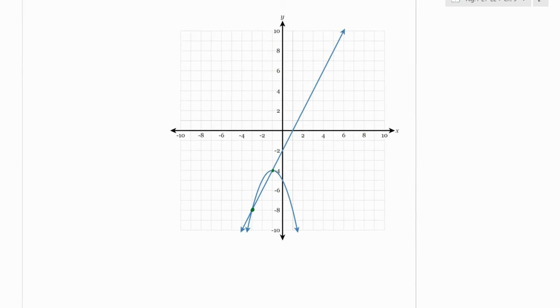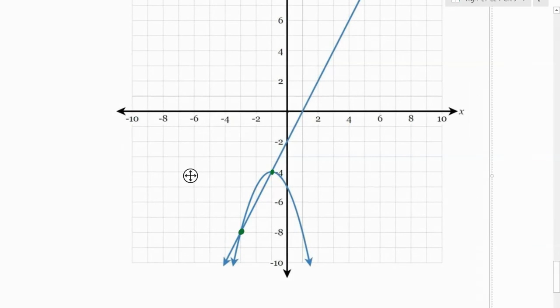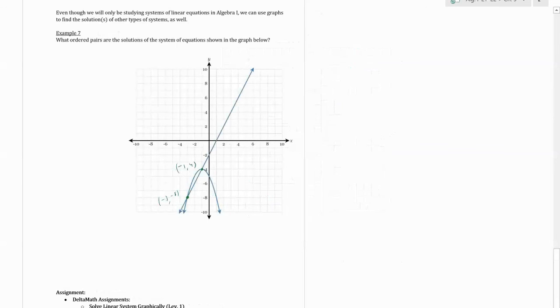But I can tell you this, what solves the system. This point right here is -1, 1, 2, 3. This is -1, 4. And this is -3, 3, -8. So the system gets solved by these two ordered pairs. And I didn't have to do any work.